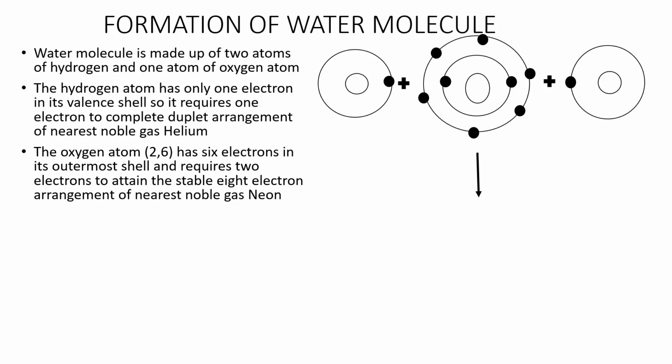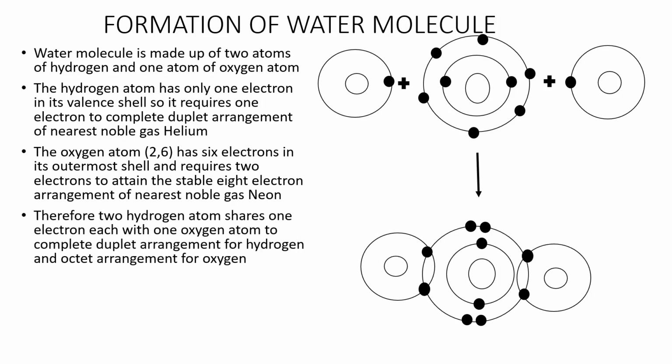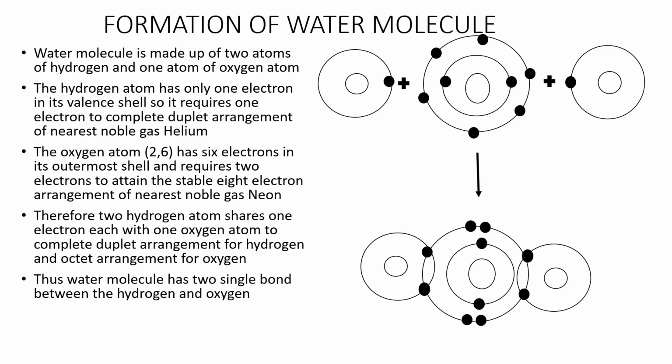So by sharing an electron with oxygen, hydrogen completes a duplet arrangement and attains the stable electronic configuration of helium, whereas the oxygen atom shares electrons with hydrogen and completes the stable electronic configuration of the nearest noble gas, that is neon. So between hydrogen and oxygen, 1 pair of electrons is involved. So it results in the formation of an oxygen-hydrogen single bond. So here there are 2 single bonds present between oxygen and hydrogen.